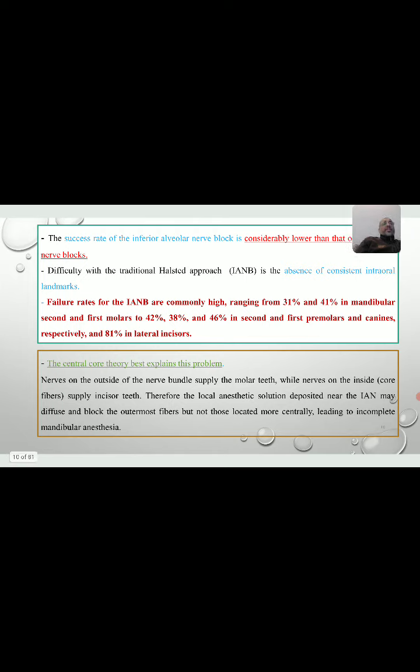The success rate of inferior nerve block is considerably lower than that of most other nerve blocks. Difficulty with the traditional Halstead approach.